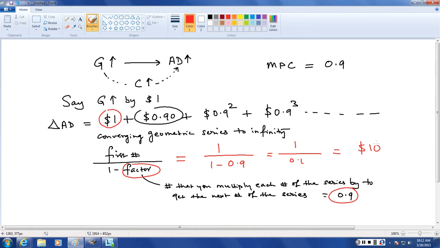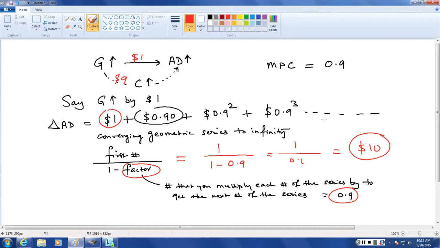So basically then, in terms of this diagram here on top, what's the direct effect? The direct effect is $1. What's the indirect effect? The indirect effect is $9, making a total of $10. Right? So you have this big multiplied effect of an increase in government spending on aggregate demand.